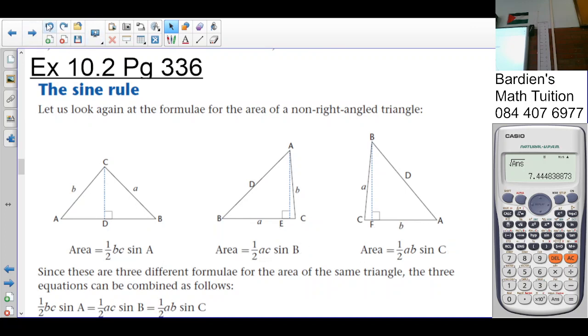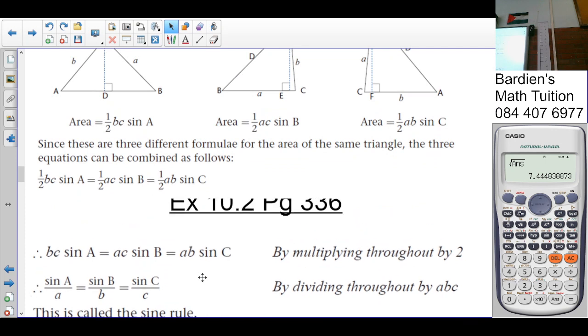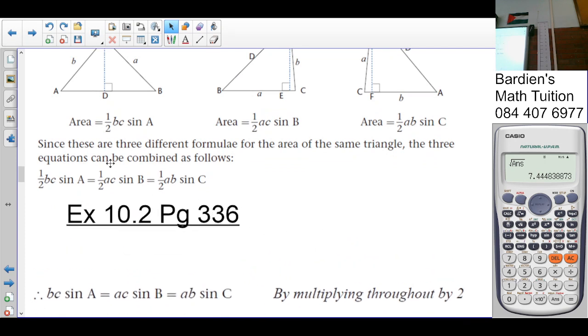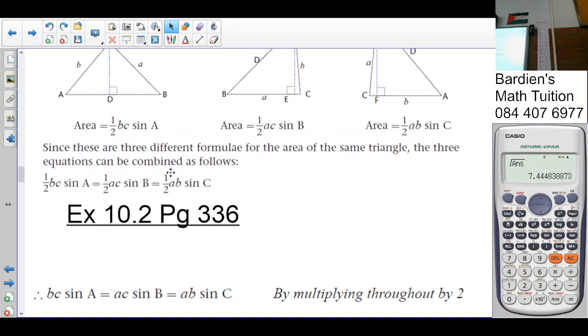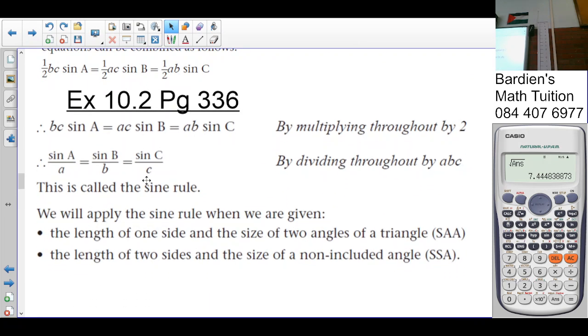So what they did was they equated this. And they said, okay, since there are three different formulas for the area of the same triangle, the three equations can be combined as follows. They divided throughout by half, or multiplied by 2, sorry. Then they got BC sine A is equal to AC sine B, which is equal to AB sine C. Can you see that?